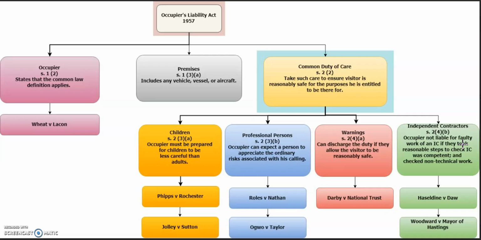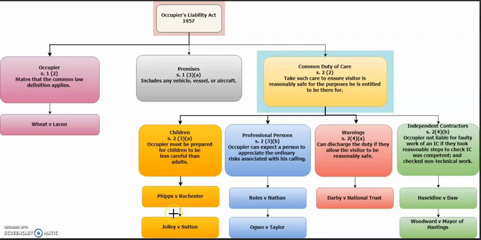And a little tip for you, quite often in exams, you're going to see children, you're going to see warning signs, and quite often there's some work done by an independent contractor as well. So you do need to make sure that you're aware of these different situations. So if a child is injured on property, we need to consider section 2.3a of the 1957 Act. And this section of the Act says that an occupier must be prepared for children to be less careful than adults. And it's useful to look at some cases here.